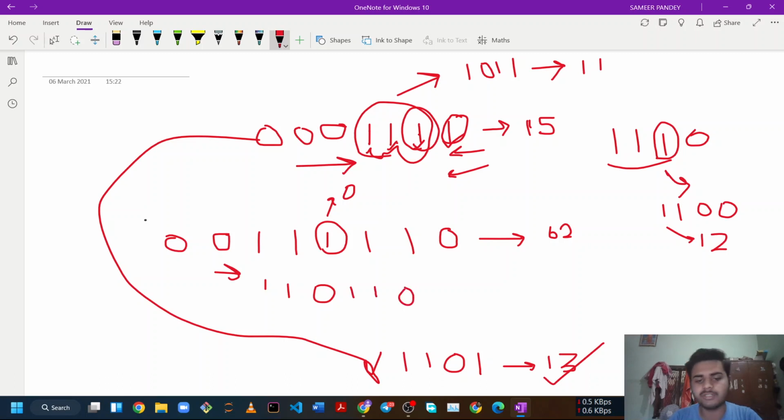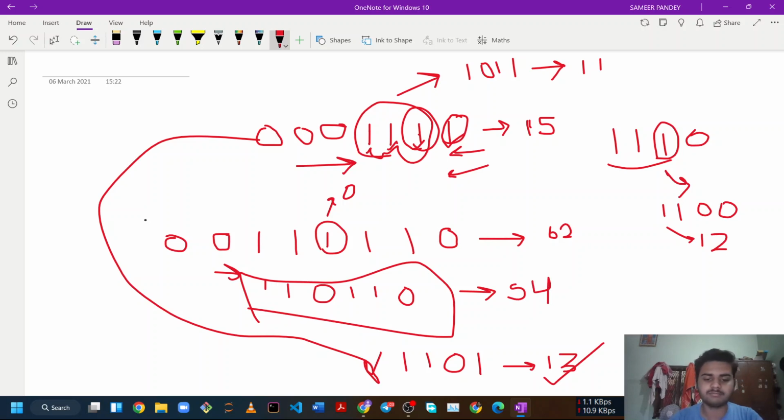After that, when it becomes 0, then it becomes 1 1 0 1 1 0. Again, I observe that there are only three consecutive ones, which means this is the answer. So how much does it become? 32 plus 16 is 48, 48 plus 4 is 52, 52 plus 2 is 54. So it becomes 54. Okay, so let's code it.